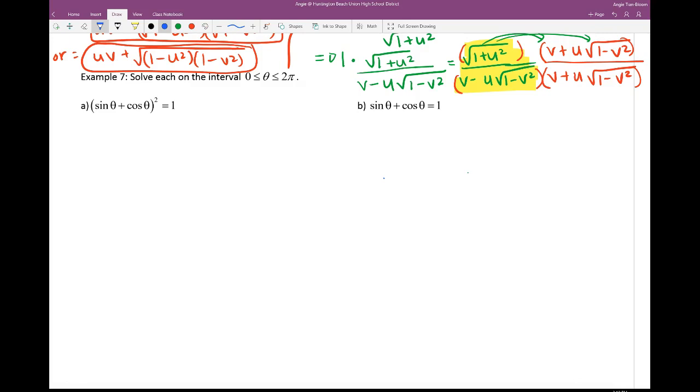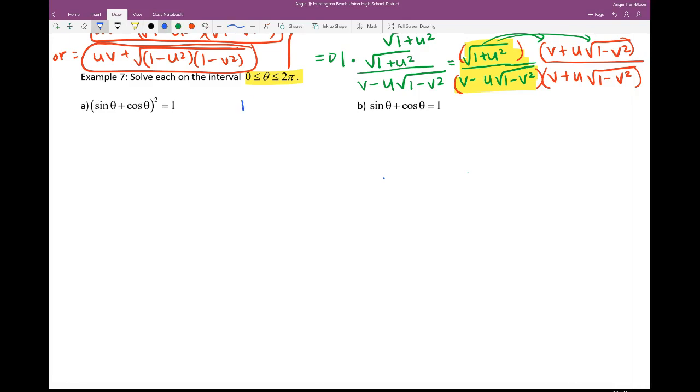Okay, so here we go, example 7. Solve each on the interval of 0 to 2 pi inclusive. Keep that in mind because it's including 0 and 2 pi, so you can have both. Your book, though, might have a different set of directions. If it says solve from 0 to 2 pi, not including 2 pi, then you can't have 2 pi.